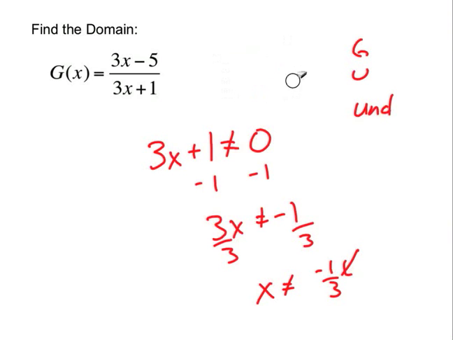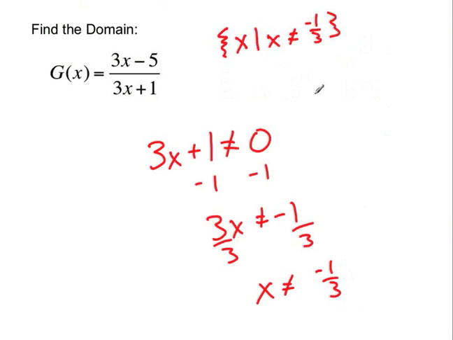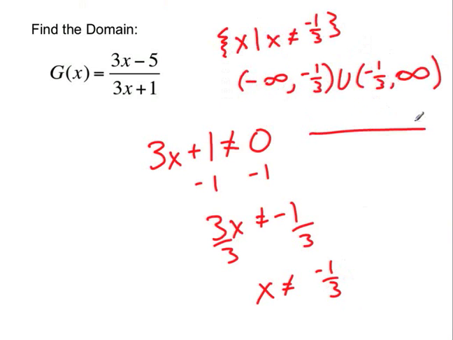So I need to state my domain, because it's asking what the domain is. I'm going to put the domain in set notation: x such that x cannot be negative 1/3. Everything else works. If I want interval notation, it's going to be from negative infinity to negative 1/3, but we are not going to include negative 1/3, with the union of negative 1/3 to infinity. So on the number line, what that's saying is everybody except this one right here is not going to work, but everybody else is good, but this one's not.